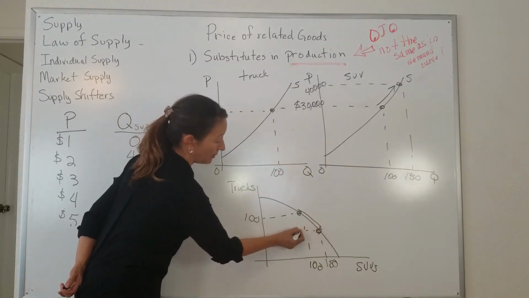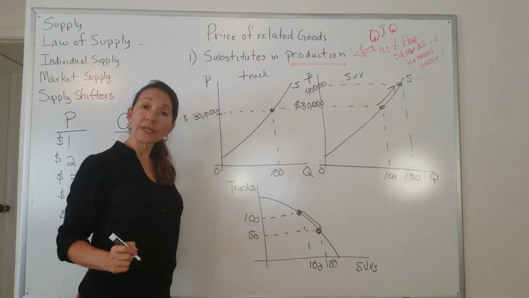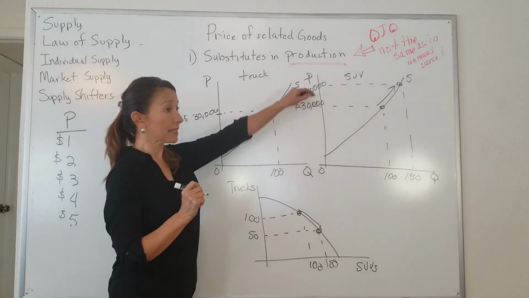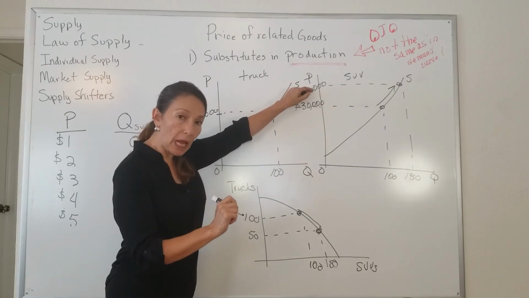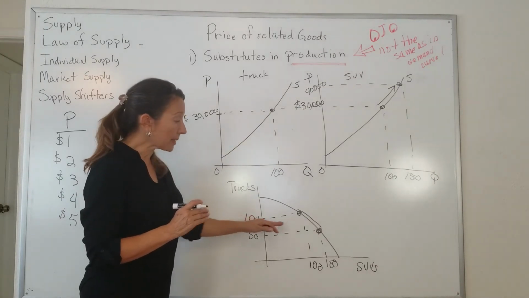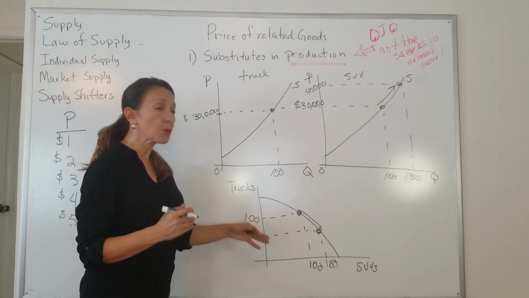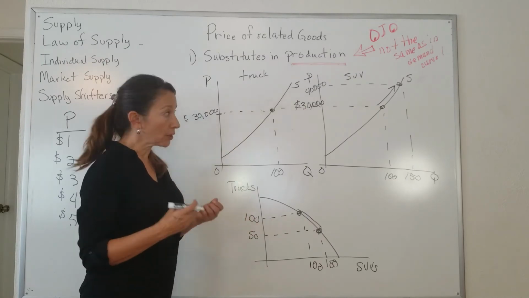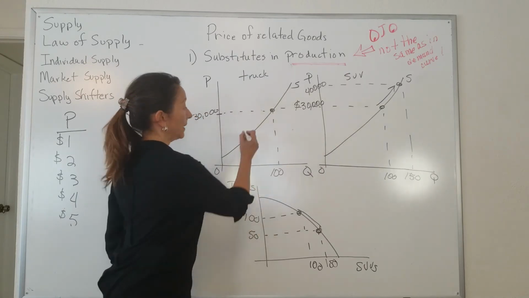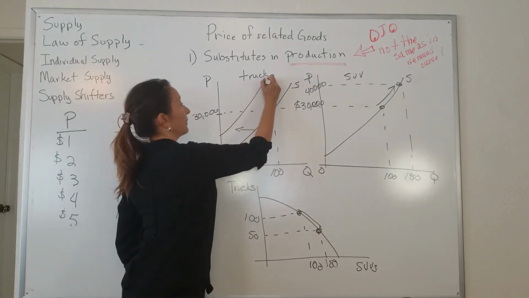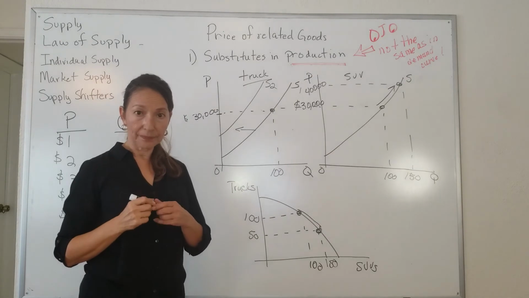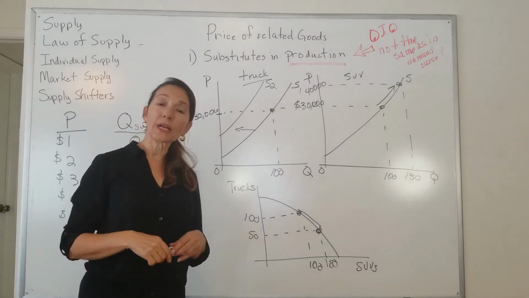What happens to the amount of trucks being produced? That's going to decrease. So when the price of a substitute in production goes up, as in the case of SUVs, the supply of the other product, meaning the trucks, is going to decrease. Why? Because the firm has to choose where to allocate its resources, and it's going to allocate its resources towards the product that gets it the highest dollar value. And then the supply curve will shift to the left when we talk about trucks. Of course, this goes in the other direction as well.